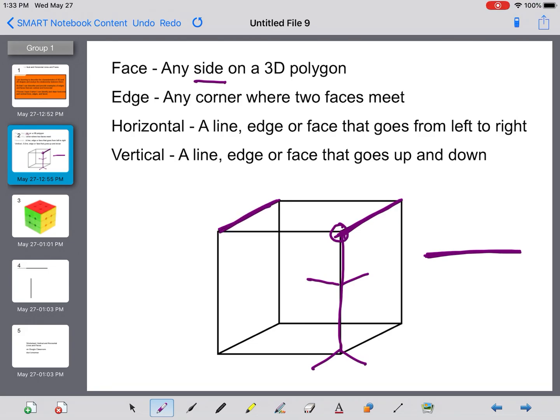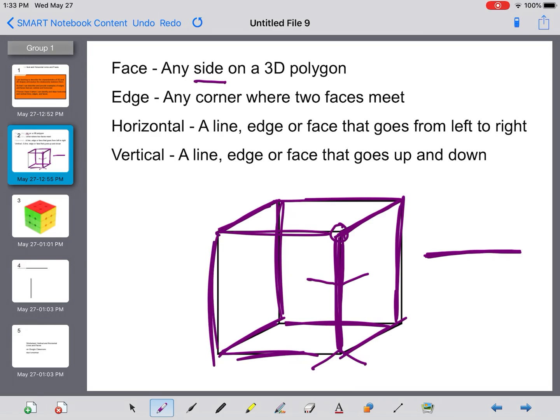This line here would also be horizontal, this one is horizontal, this one, this one, this one, and this one, all horizontal lines because they're parallel with the ground beneath it. Then vertical is a line, edge, or face that goes up and down. If we're talking about our little man here, his body goes up and down. This line goes up and down, and up and down.